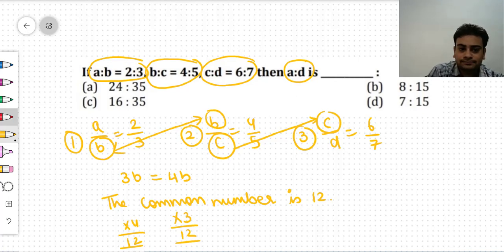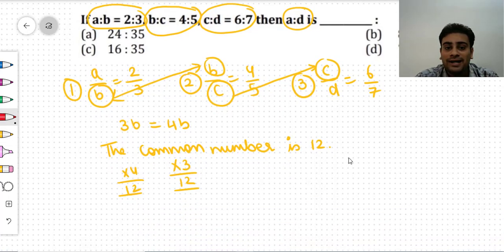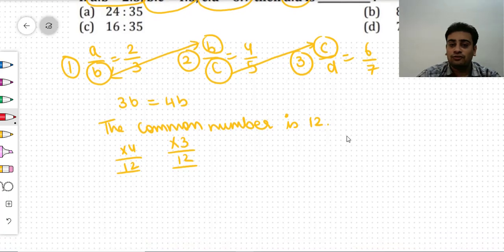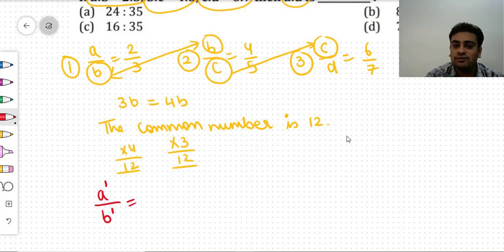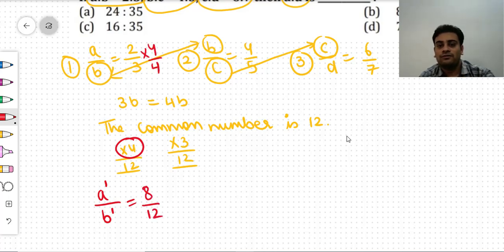So let's do it. When we multiply the first ratio by 4, what will we get? I am writing a dash upon b dash, just to signify that it is different from the previous one. Ultimately the ratio is the same, but the numbers are different. Okay. So how can you get this? By multiplying by 4. So 4 upon 4, it is equal to 8 upon 12, right?